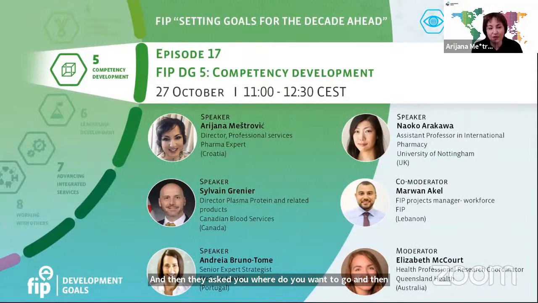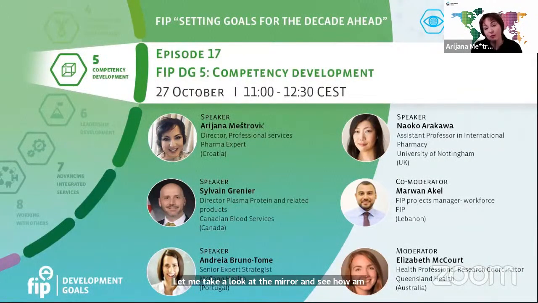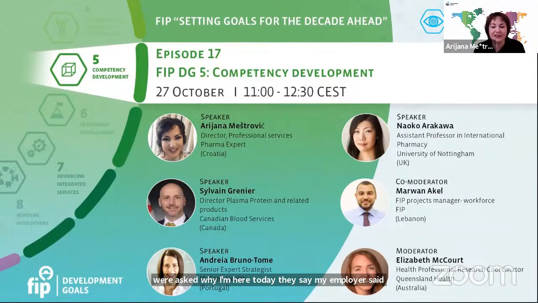So basically the competency framework is like this. I mean, where am I at the moment? Let me take a look at the mirror and see how am I doing right now. And then what is my desired destination? As Andrea says, in which areas exactly I need to develop? I was in America for the vaccination training and some people were asked, why are you here today? They say, my employer said he will fire me if I don't get it. So this is the demand. So what do you want to do? And then you click and then there are many possible ways to reach the destination from where you are. So the framework will show you where you are, where do you want to be, or where is possible to be, and then hopefully also how to go there.